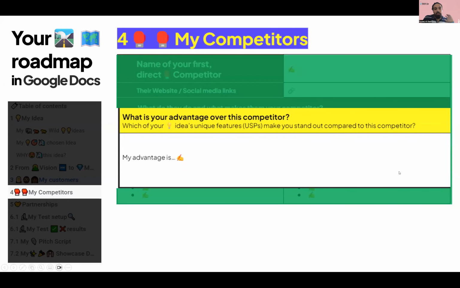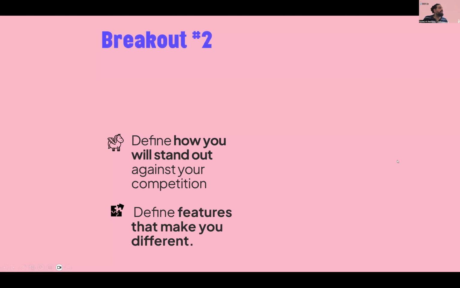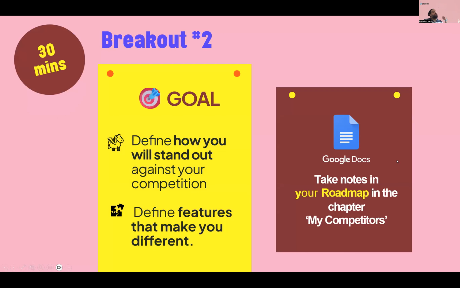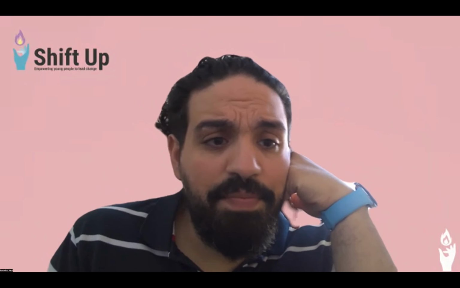You will go now for 30 minutes and you will work on your advantage, your USPs and features. For 30 minutes, you will define how you will stand out against your competition, and define features that make you different. That's what you are going to do for the next 30 minutes. As we did last time, you will receive a prompt that will make you join the room with your mentors. Any questions?